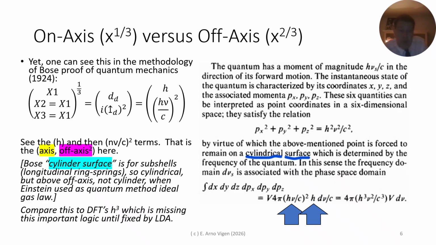Now, Bose called it cylinder surface. So for subshells, that is longitudinal ring springs, so they are cylindrical. The magno-axis of the nucleus then has a ring spring around it, and that's like the electrons are on a cylinder surface. So he's correct. But when Einstein applied this, he used that for the ideal gas law, which is not a ring spring. It is the full thermodynamics of relays off of other atoms. So the physical model is different, and the math is the same.